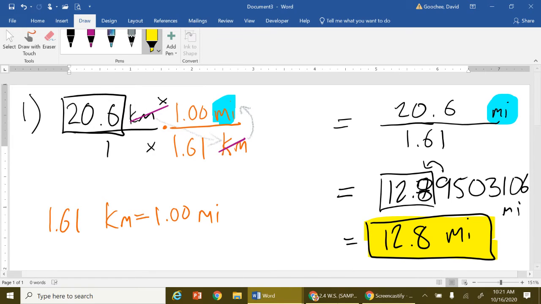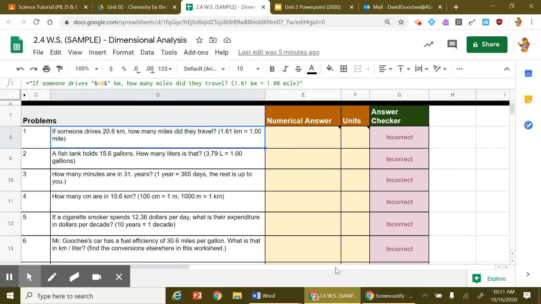And I'm just going to put it into the answer checker to see if I got it correct. 12.8. Hey, 12.8 miles is correct. Great. Okay, on to number 2.